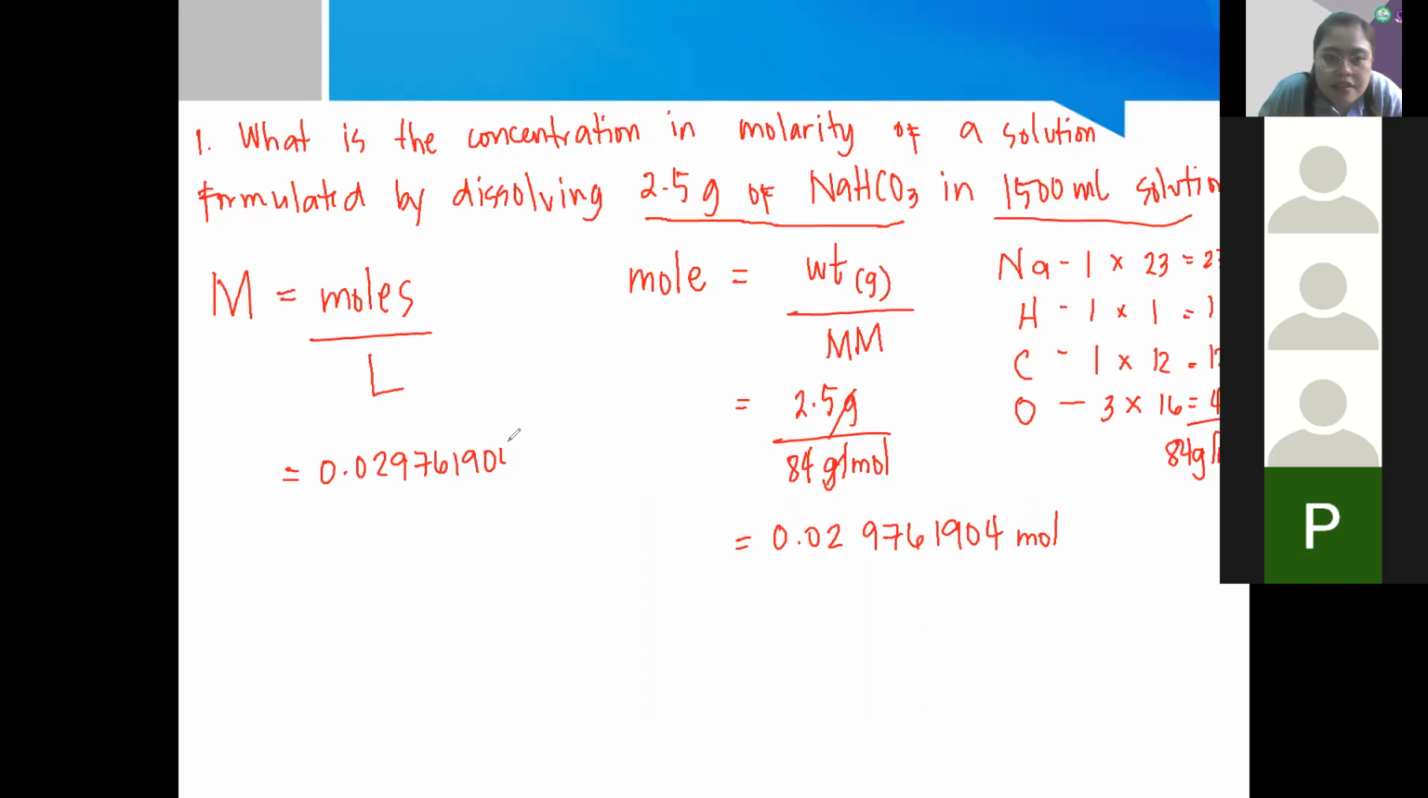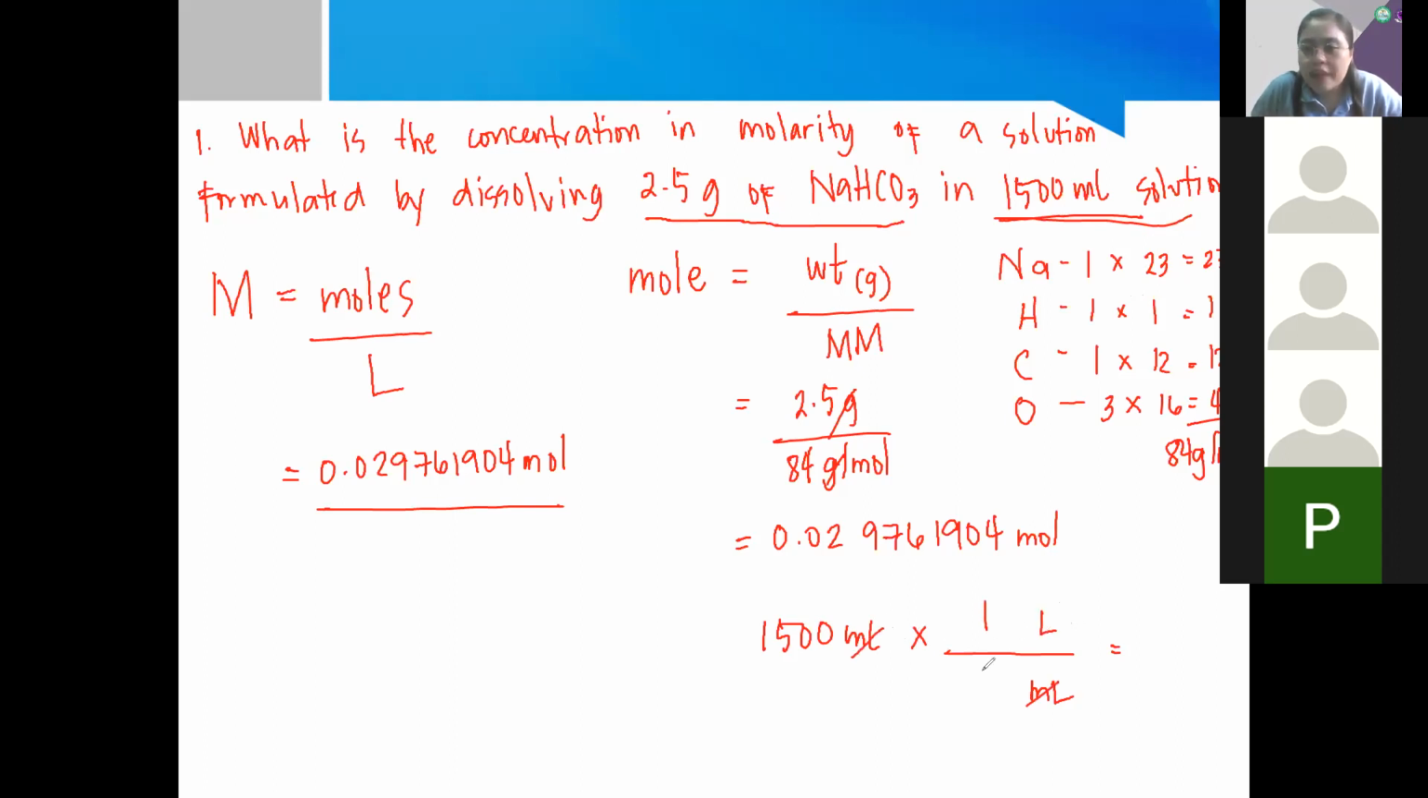0.02976 1904 mole divided by the volume is 1,500 ml. But take note that molarity only uses liters. So do not forget to convert. 1,500 ml. What is our conversion factor? ML sa baba para makancel yan. So liters ang sa taas. And do not forget, 1 liter is equivalent to 1,000 ml. So this is 1.5 liters. Yan yung i-divide natin dito.